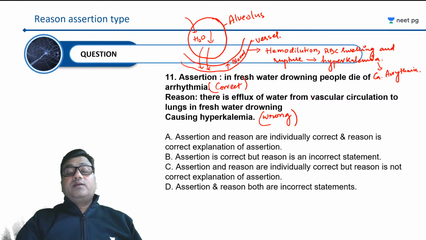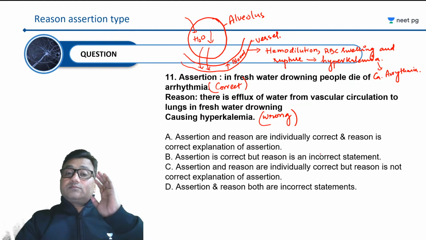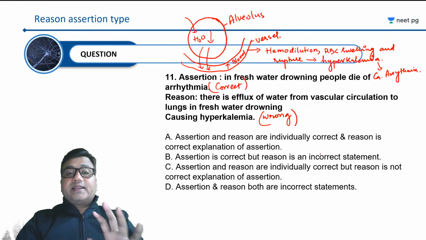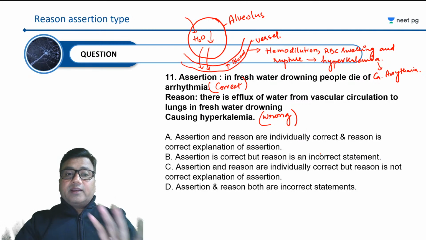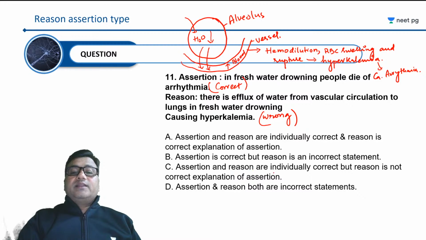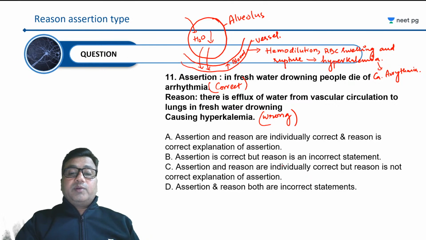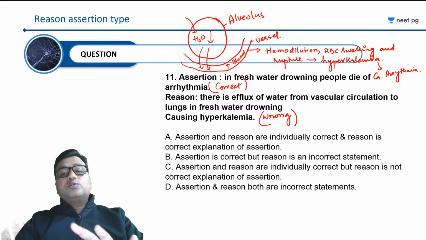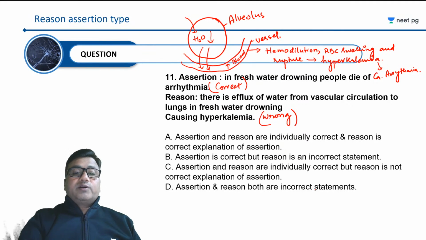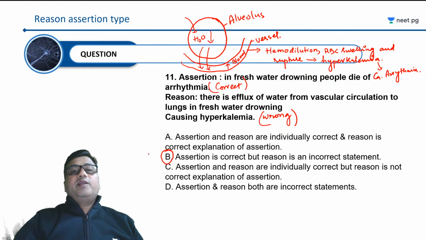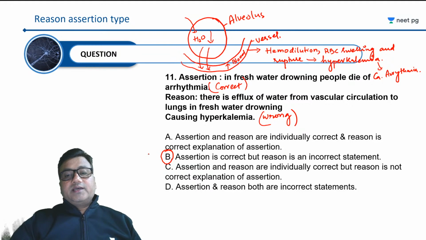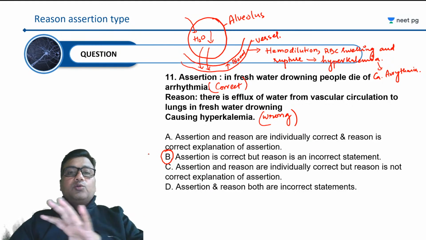Okay, and so if we see the options which are given to us, that assertion and reasons are individually correct and reason is correct explanation of assertion, that's not true. Assertion is correct but reason is incorrect statement. It seems to be the most appropriate answer right now, because assertion is correct and reason is an incorrect statement altogether. Then assertion and reason are individually correct but reason is not the correct explanation of assertion. This is also not correct because reason is a false statement, and assertion and reason both are incorrect statement is also not a correct statement. So correct statement is given in option number B, that assertion is correct but reason is an incorrect statement altogether.